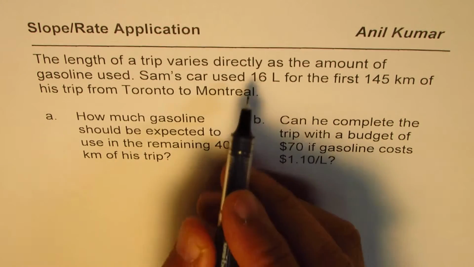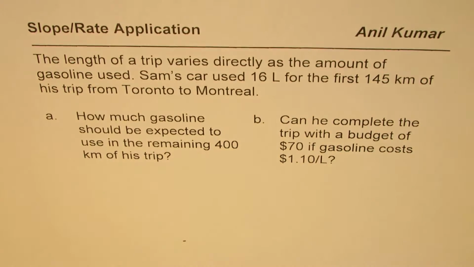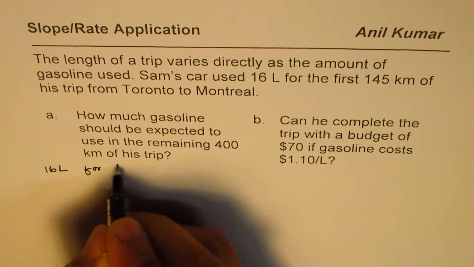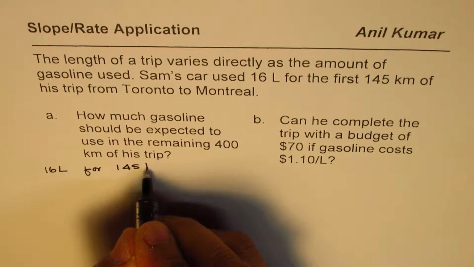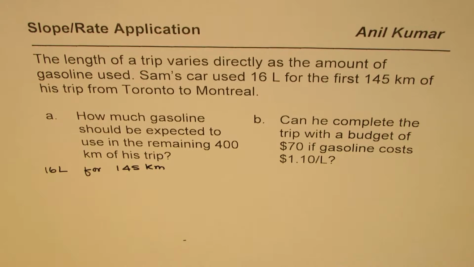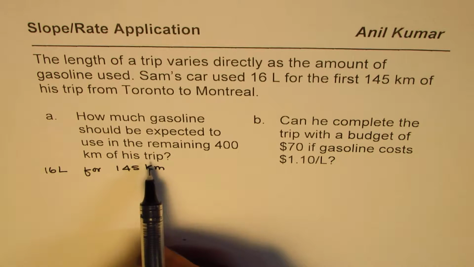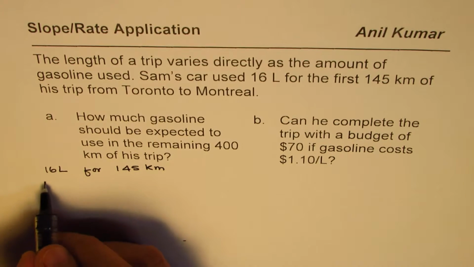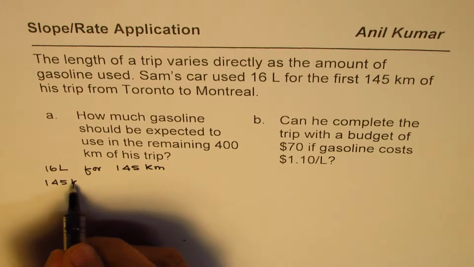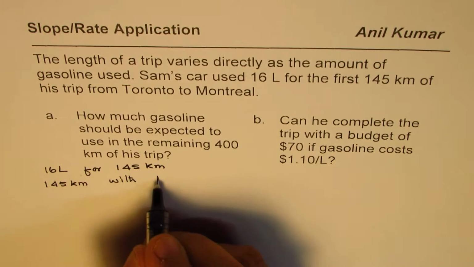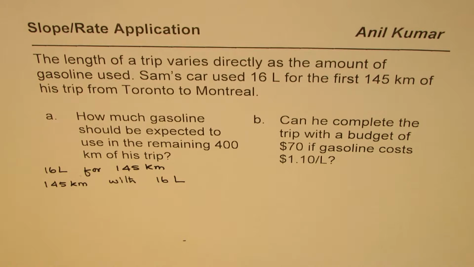So it is 16 liters for 145 kilometers. So we can say how many liters for 1 kilometer, right? So what we are saying is, 16 liters for 145 kilometers, right? Since the next part is 400 kilometers, how much will be consumed? So let's rewrite this: in 145 kilometers the car can travel with 16 liters of gasoline. Do you understand?